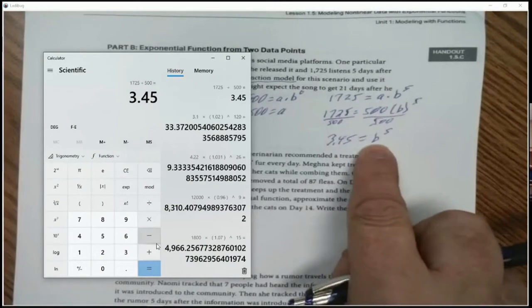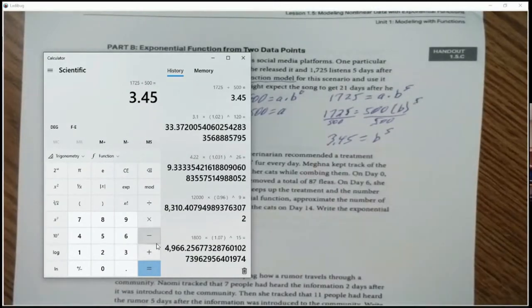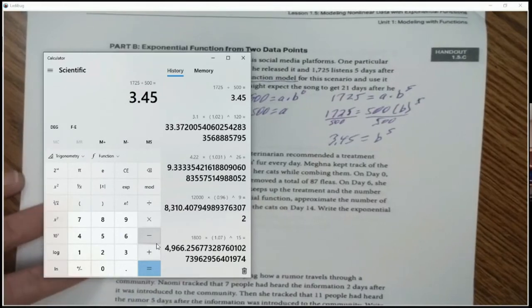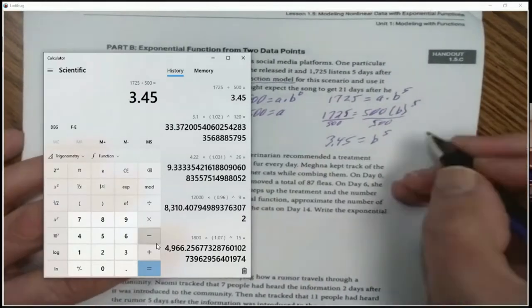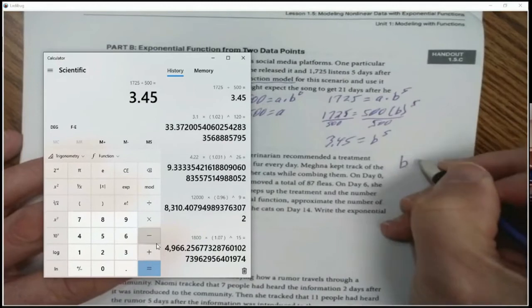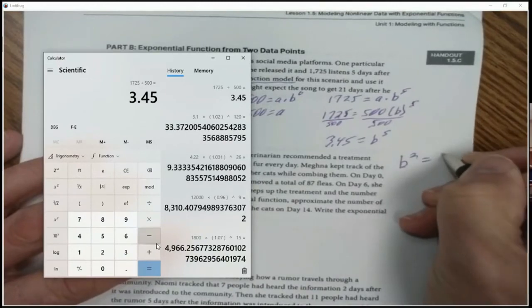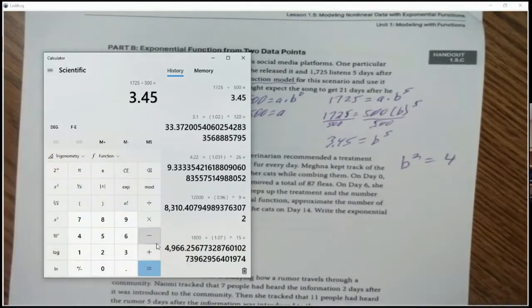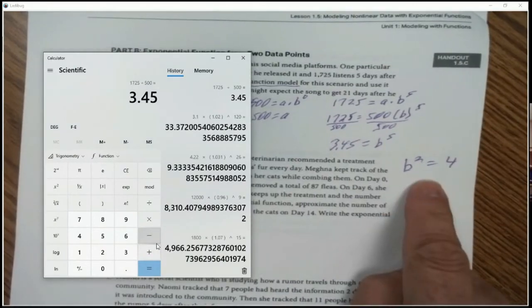So how do we get b if we have b to the 5th power? Well, let me think of it differently. What if you had b squared? If we had b squared equals 4, how can we figure out what b was? Put that in the chat. If we had b squared equals 4, how would we find out what b was?